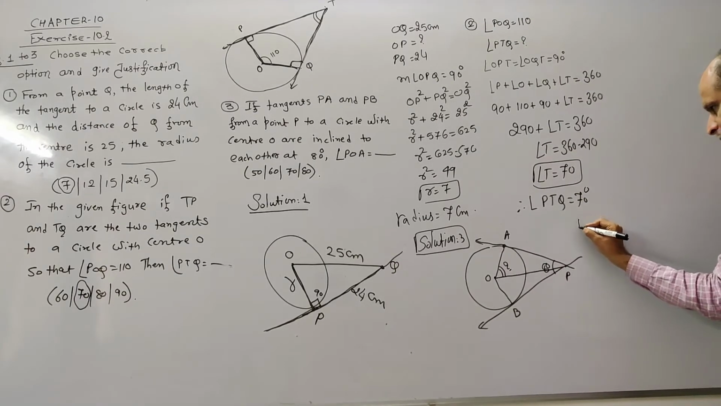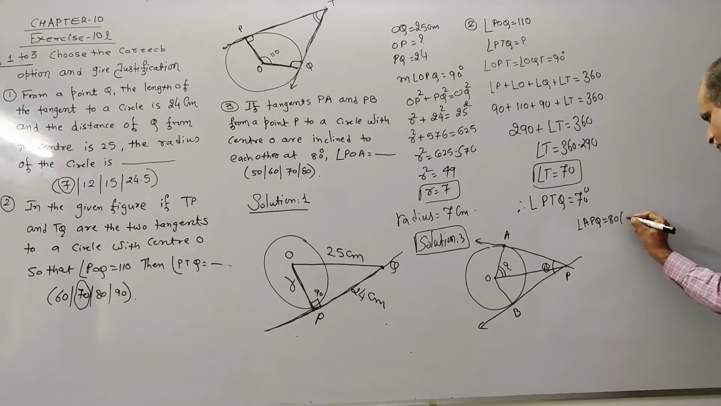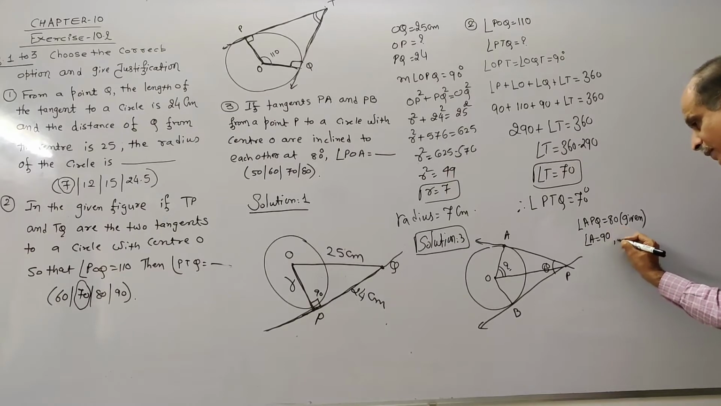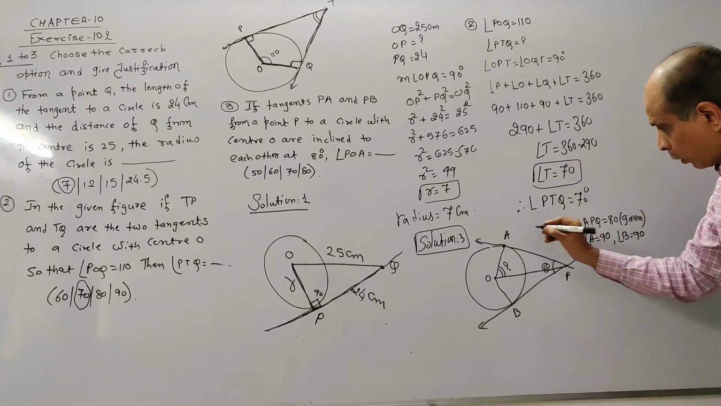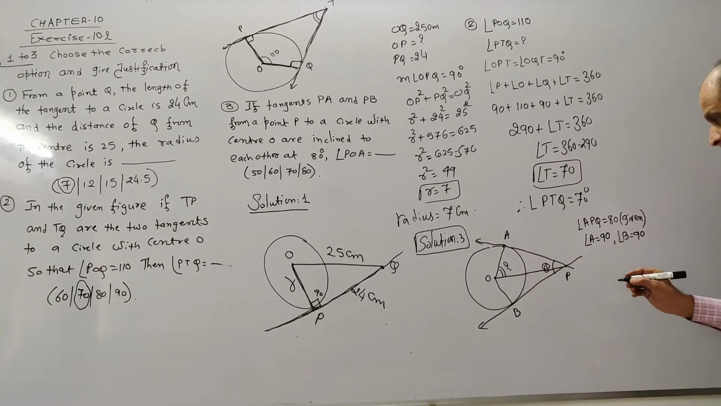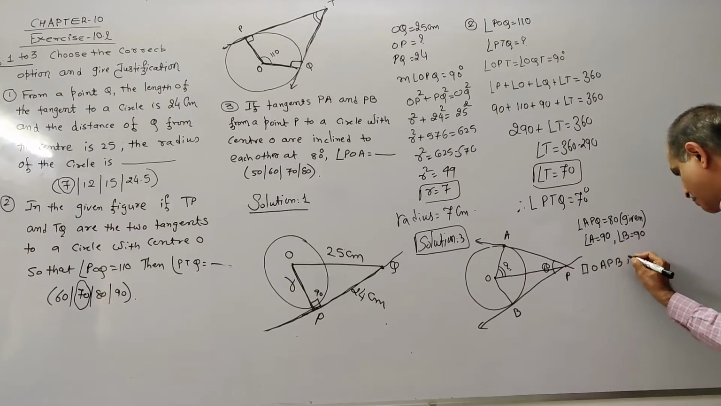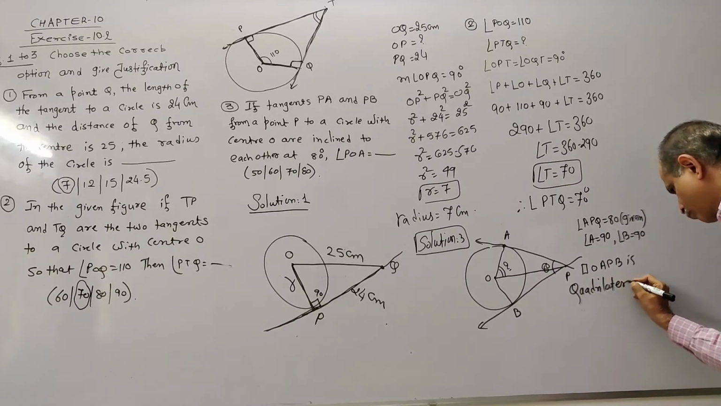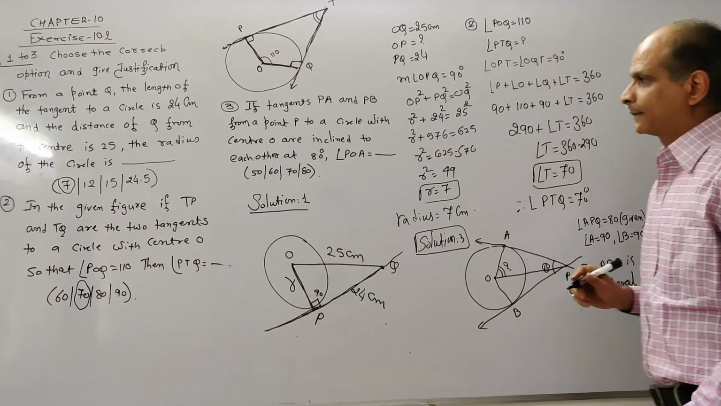Well, so friends, angle APB is equal to 80 degrees, that is given to you. According to concept number 9, angle A is equal to 90 degrees. According to concept 9, angle B is also equal to 90 degrees. So OAPB is a quadrilateral, and that's why the sum of these angles is 360 degrees.